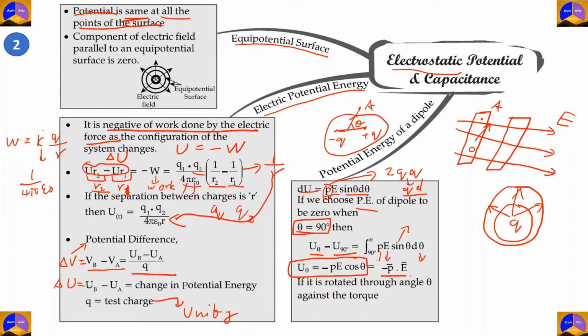This is the final formula to find the potential energy due to a dipole. And since cos theta is present in the final formula, we can take it as a dot product, because the dot product of two vectors will have cos theta. Now this formula is applicable if it is rotated through an angle theta against the torque experienced by the point A.